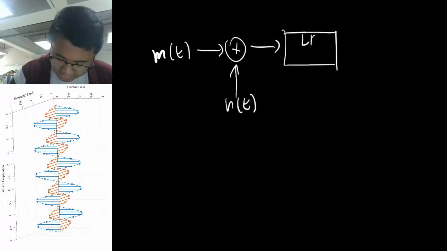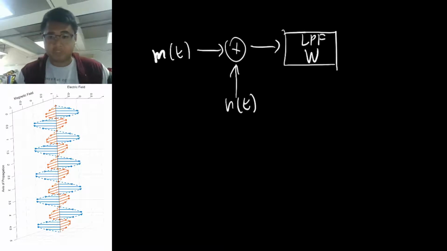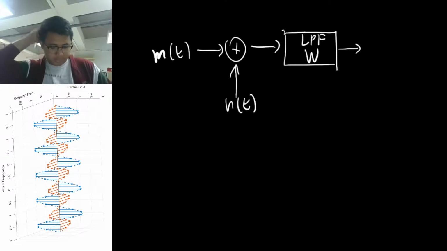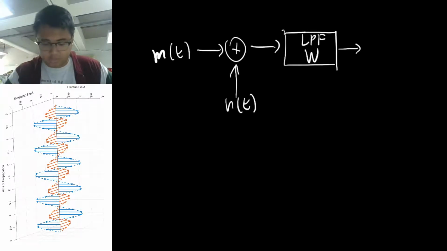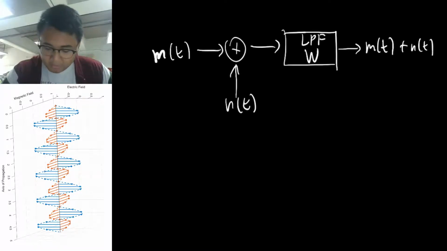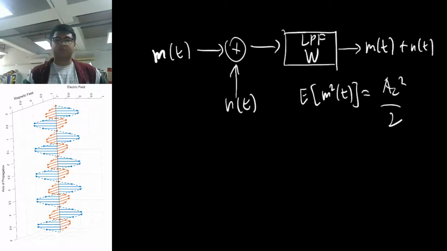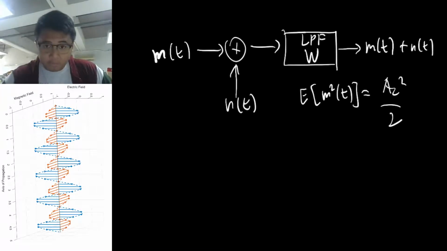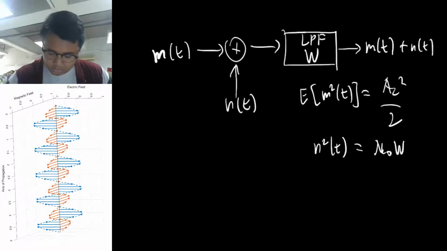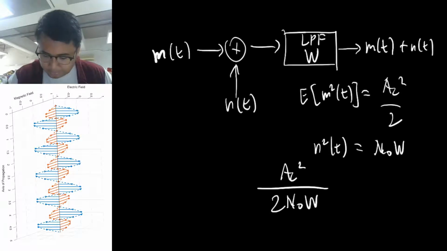And we use here an LPF with bandwidth W, which is equal to the bandwidth of the original signal. So the bandwidth of the original signal, W, results in still the same message, but the power of the message is equal to the power of the transmitted FM wave, which is AC squared over 2. And then the power of noise is N naught W. Therefore, the reference SNR is equal to AC squared over 2 N naught W.